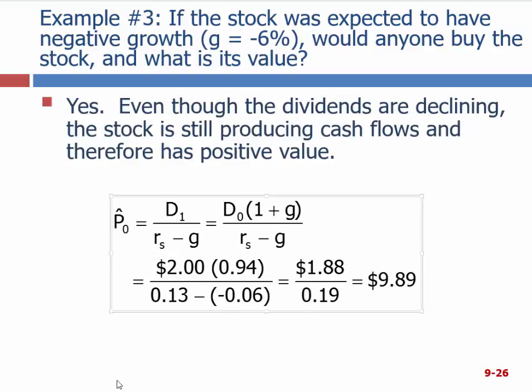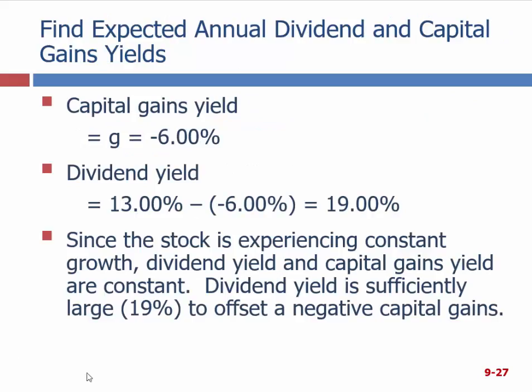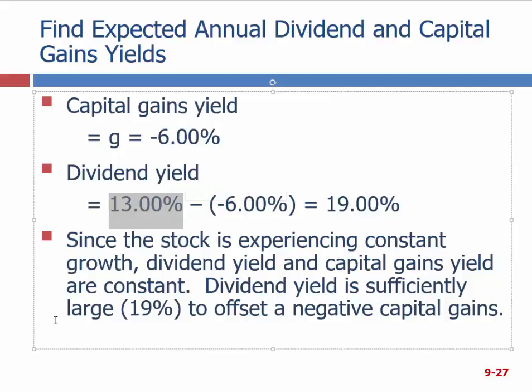And then what is the dividend yield in this case? We have 1.88 divided by 9.89. And the capital gains yield will be just the difference between 13% minus the dividend yield which we found. And it will be negative: the capital gains yield will be negative 6%. And the stock still has a dividend yield large as compared to the loss in capital gains, and our total expected return will still be the 13% return that we hope.